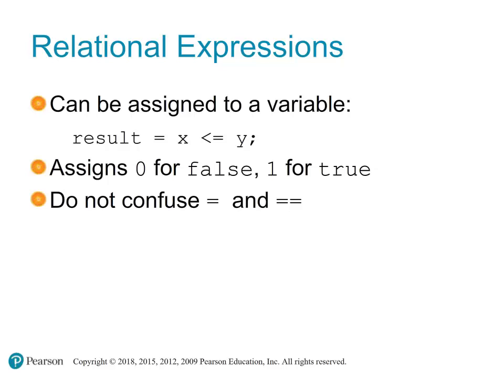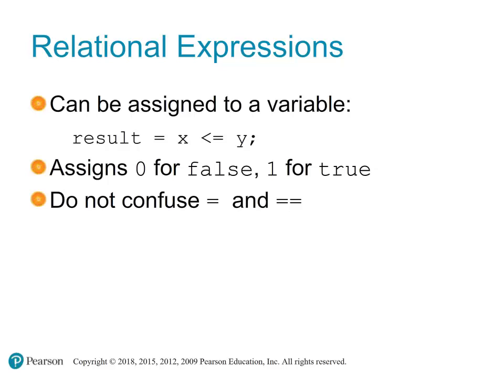So if x = 5 and y = 10, then result = x <= y would assign 1 to result. Because x is 5, y is 10, and x is less than or equal to y. So x <= y evaluates to true, which is 1, and this 1 is assigned to result.